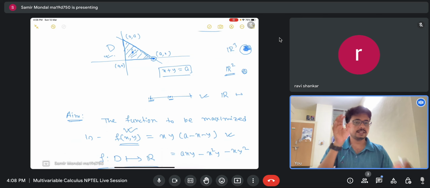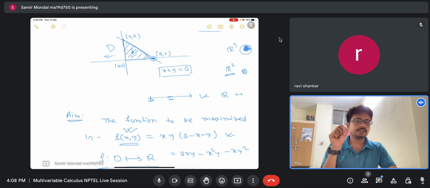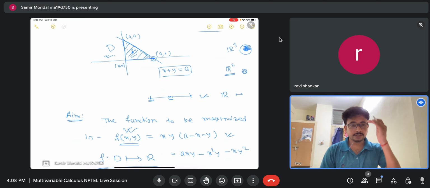So for R3, suppose I am giving one set. One point is an interior point of that set if you take one arbitrary small open sphere around that point, and that sphere has to be contained in that set. Then we will say that point is interior. So this depends on which space the point and the set are lying in.